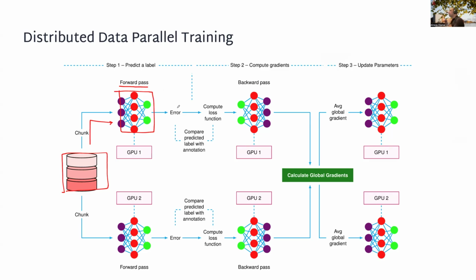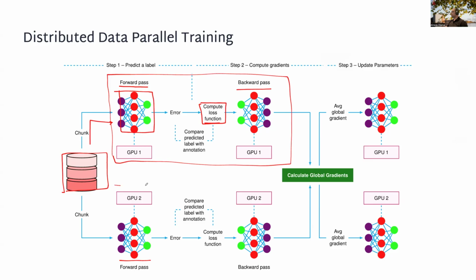After the forward pass, you compute the loss function using the error that you define. In this case, we use cross entropy loss because we are working on multi-class classification. And then each node will perform a backward pass to compute the gradient. And we have the same thing for other nodes as well. So here we also have a forward pass. This is another node. So these are different nodes. This is node 1, and this is node 2.